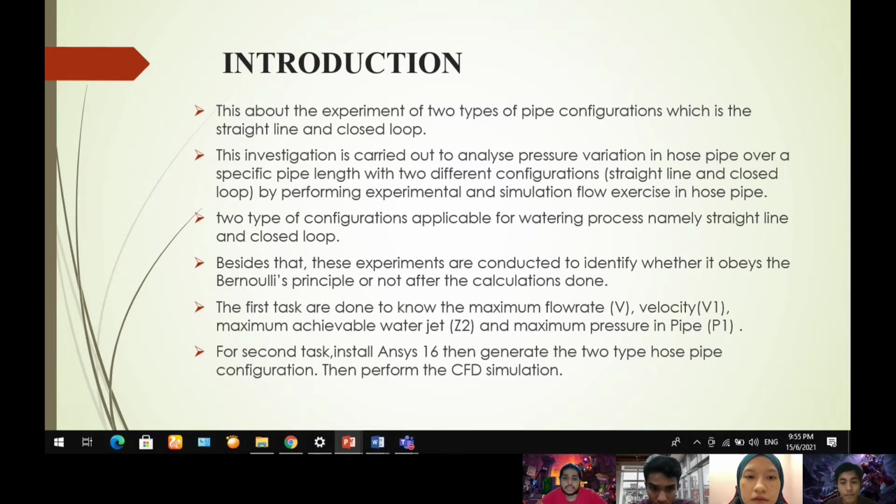Based on the experiment, there are two types of tasks that our team had to do. First, we need to do two types of configuration applicable for the watering process, namely straight line and closed loop. The first task is done to know the maximum flow rate, velocity, maximum achievable water jet, and maximum pressure in pipe. For the second task, we need to install and analyze, then generate the two types of hose pipe configuration, then perform the CFD simulation. Next, I hand over to Muhammad Abdullah.